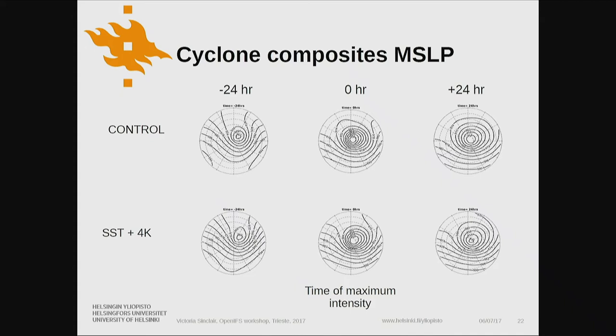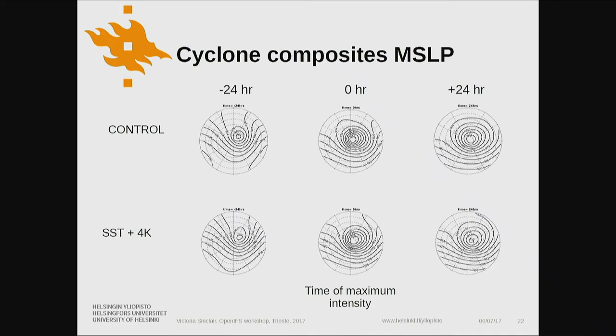So if we just focus on the top line just now, we can see that we have a very strong low pressure system here. It's around 960, I think. I guess it's hard to see the numbers. 962 is the minimum pressure, about 950 at the maximum intensity, and then it starts to fill later on. And we can see it looks like a relatively sensible cyclonic structure.